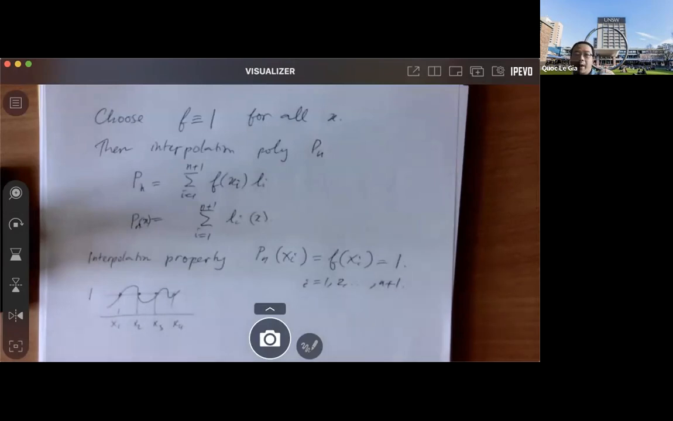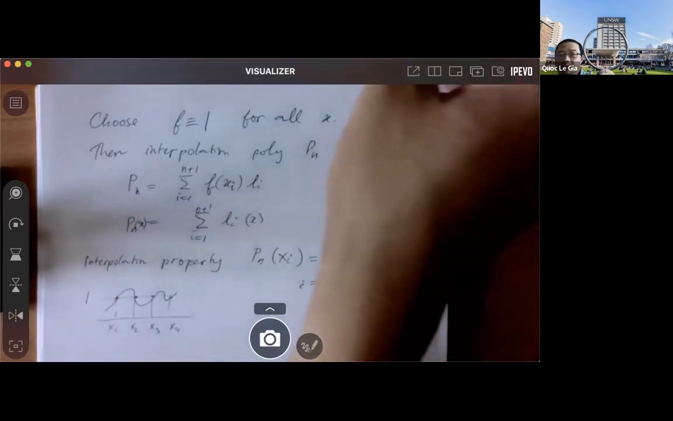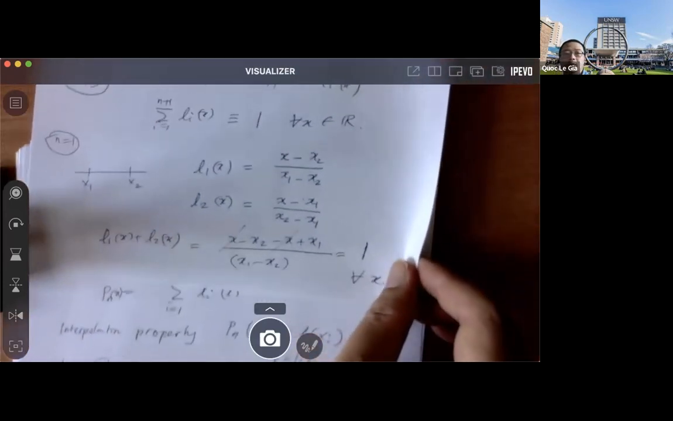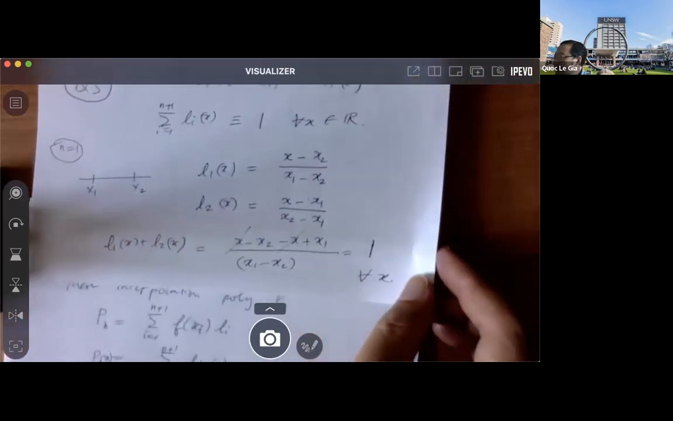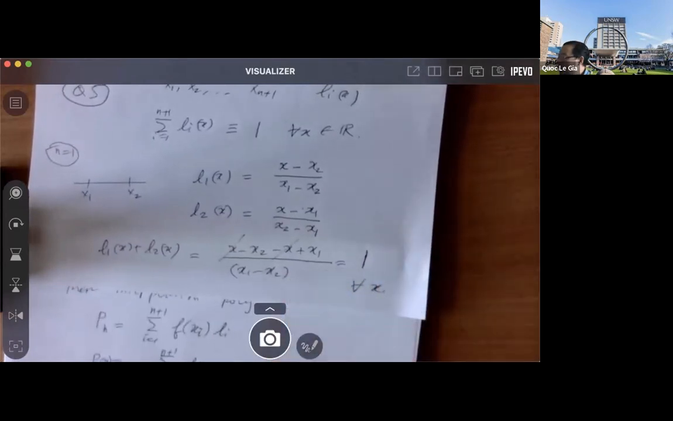Okay, so maybe we go back to the case n equal 1, right? Just go back to the simple case n equal 1. So you have L1, right? And L2, right? So you sum it up, then it equals 1. Yeah, so you have a cancellation here. But now, for general L, it's not easy to expand it out, right? You can, but it's very messy.